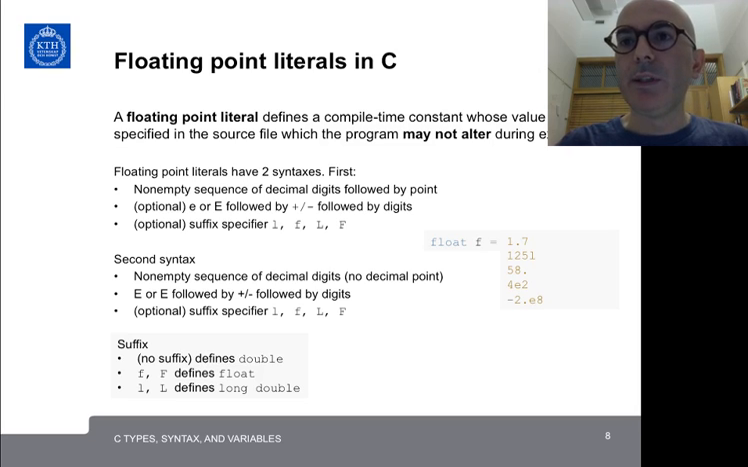A floating point literal defines a compile time constant whose value is specified in the source file. On this slide, there are two possible syntaxes for float literals, with and without decimal point. As for the integer literal, you can use a suffix, in this case, F for float and L for long.